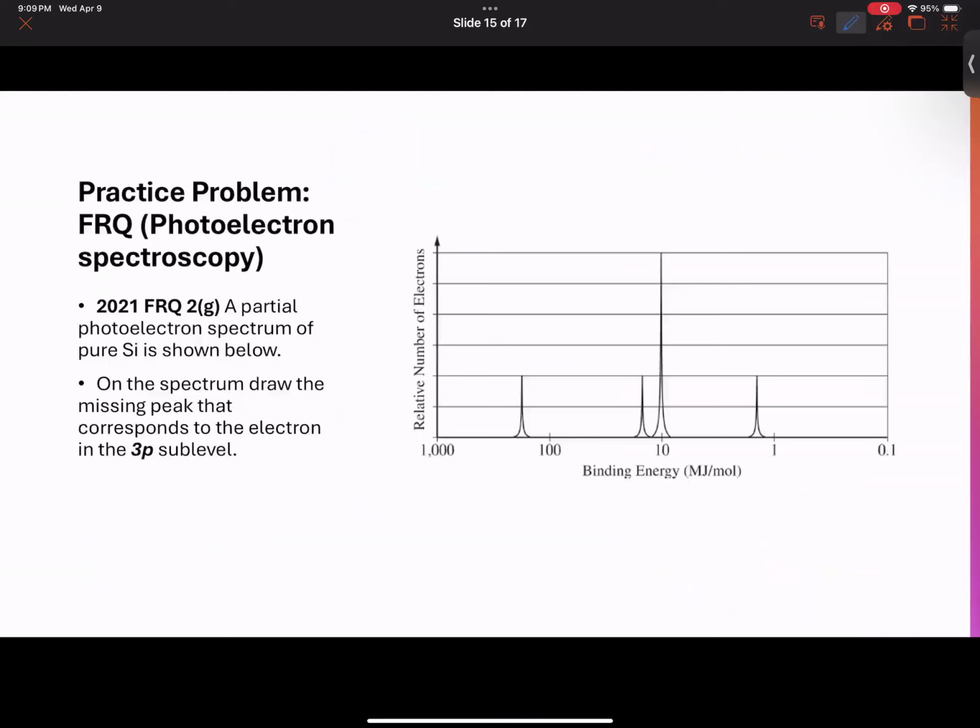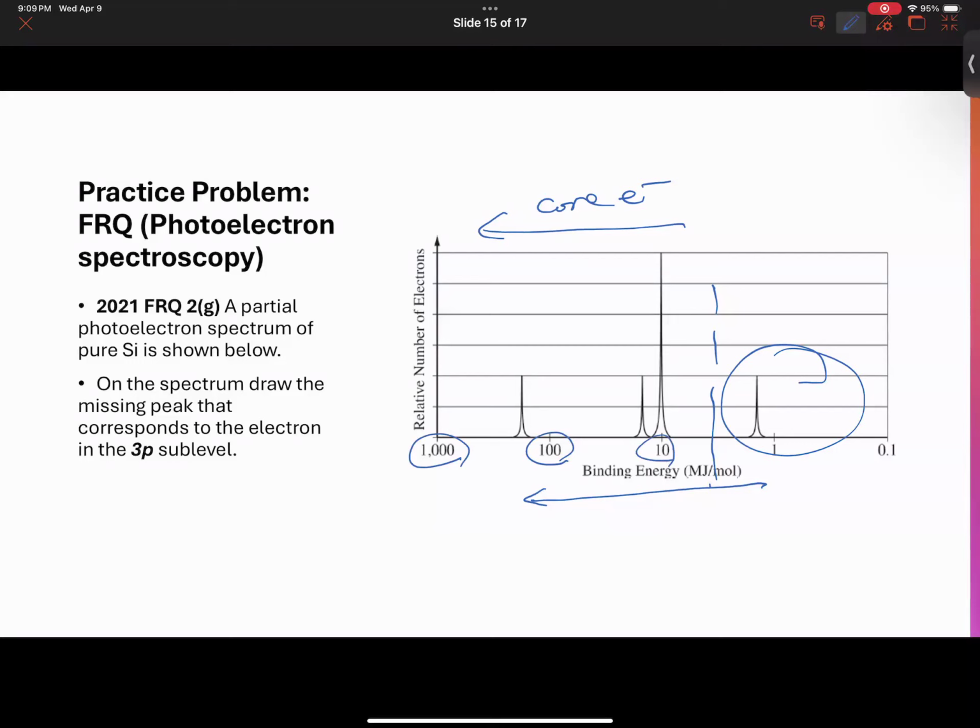Based upon this information, now let's look at its photoelectron spectrum. Remember, this side is the core electrons and this is the valence shell, because the relative binding energy, in megajoules per mole, is a large value on the left-hand side and a smaller value on the right-hand side. We already know the electron configuration of silicon: 1s2, 2s2, 2p6, and 3s2, 3p2. So this one must be 1s2, and this one must be 2s2. This is 2p6, and 3s2 is right there.